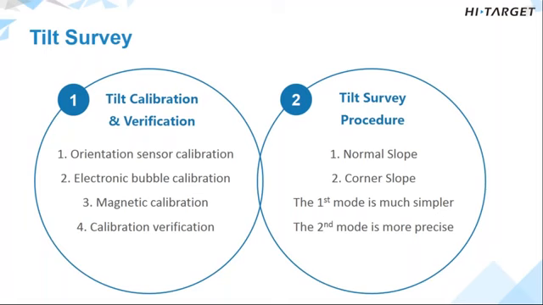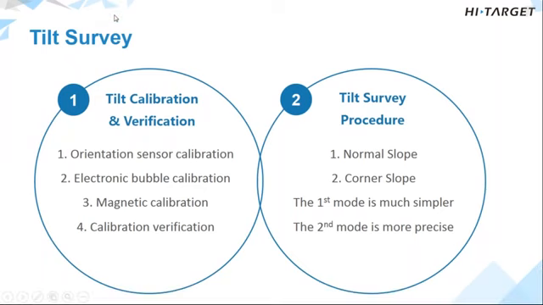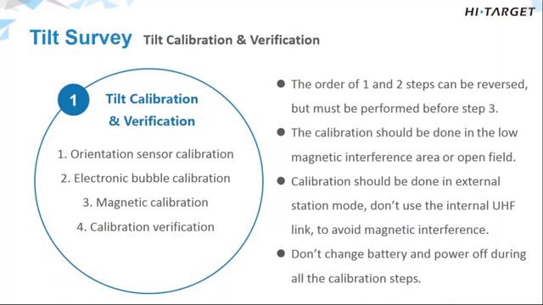And after the calibration, then you can do the health survey procedure. It can be divided into 2 modes. The first one is the normal slope, and the second one is the corner slope. The normal slope is much simpler, while the second, the corner slope, is more precise. So I will introduce the calibration steps for you firstly.